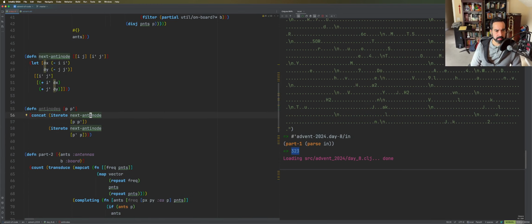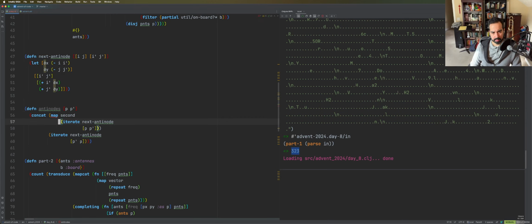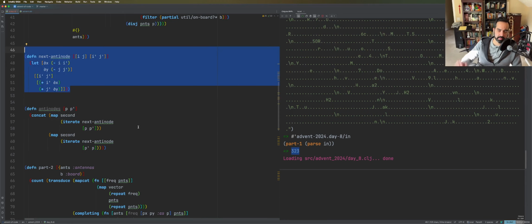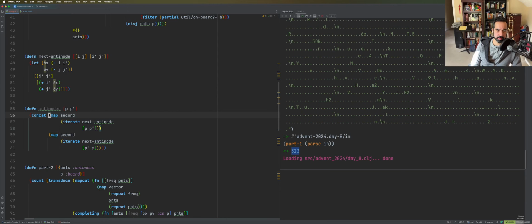But I think you want to map second that, because you only ever want... well, if those are included, then this would be fine. You don't want both tuples. You have to have both tuples to calculate the next antinode to stay on the line. But then you don't, and then you could take while.